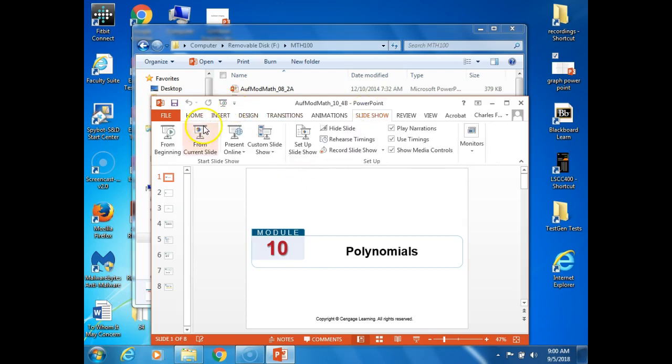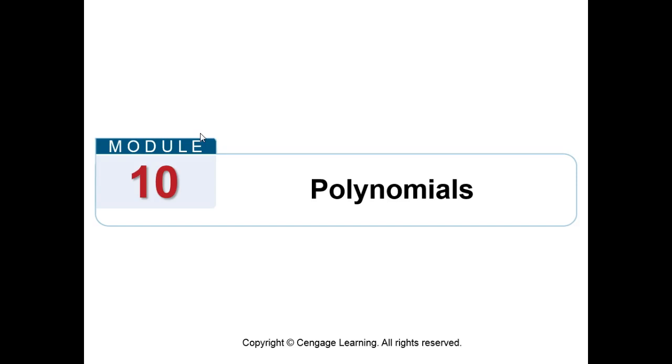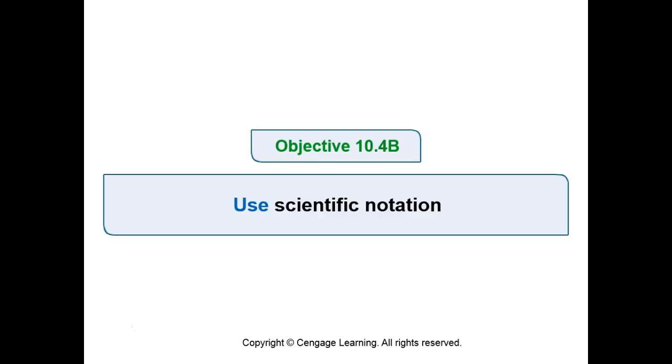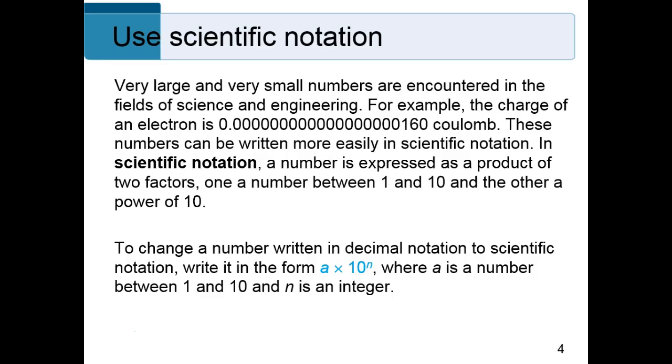Okay. So let's do, Module 10 is still polynomials. I'm glad we have another slide telling us that. And 10.4 is still integer exponents and scientific notation. We did integer exponents. Now it's time for scientific notation. So there we've wasted 3 slides with absolutely no math on them. Okay, but we'll use scientific notation.